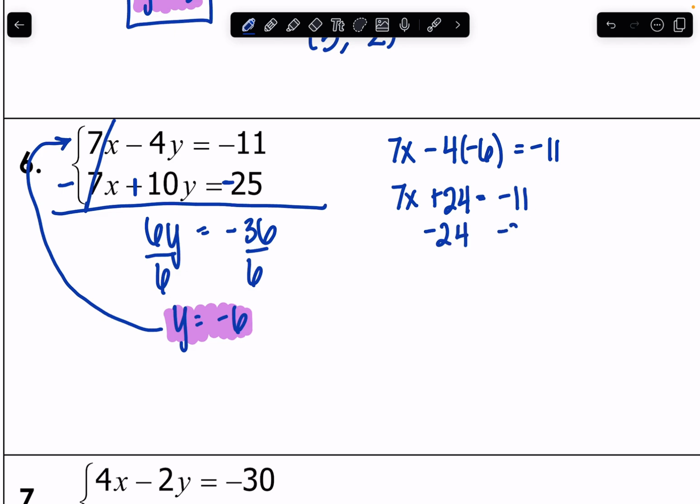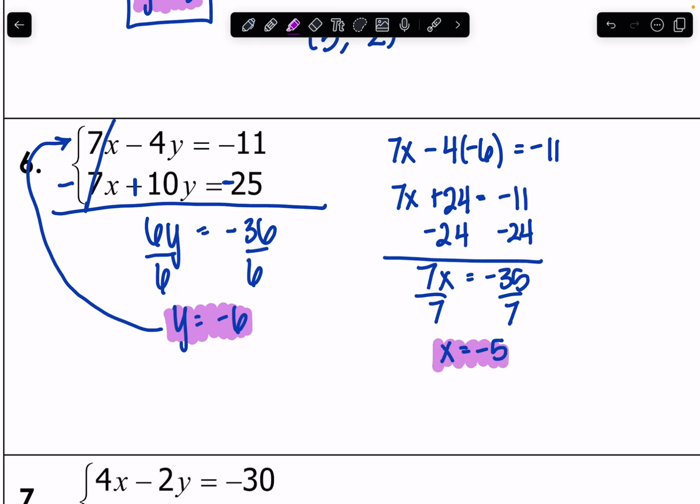Then I can subtract 24 from both sides. So I get 7x equals negative 35. And then I can divide by 7. So I get x equals negative 5. So there would be my final answer. We want to write this as an ordered pair. Negative 5, comma, negative 6.